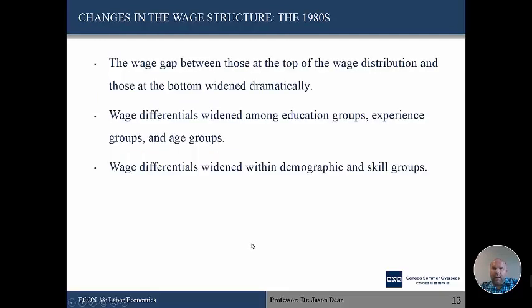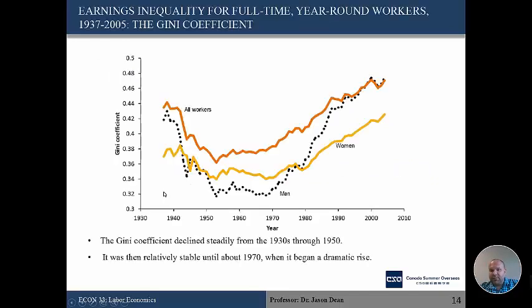Now, the wage gap between those at the top of the wage distribution and those at the bottom has widened dramatically since the 1980s. Some of this is potentially due to differences in education, and we've also seen a widening among education groups, experience groups, and age groups. And we've also seen increases in the differences in demographic and skill groups.